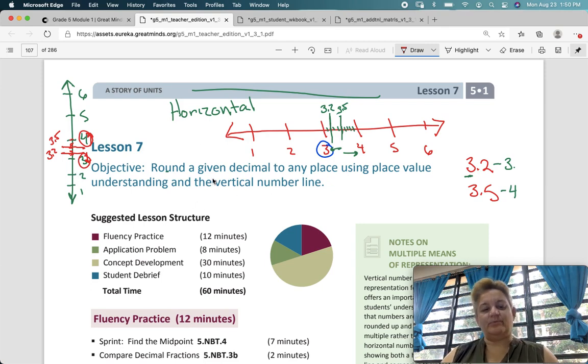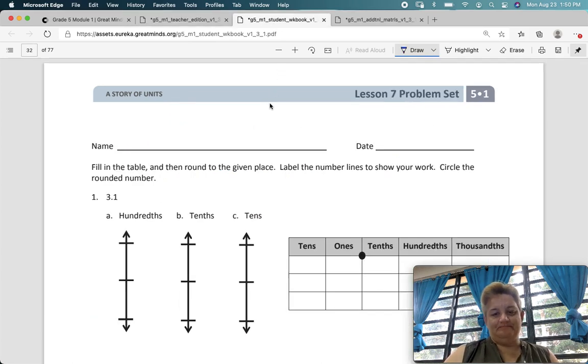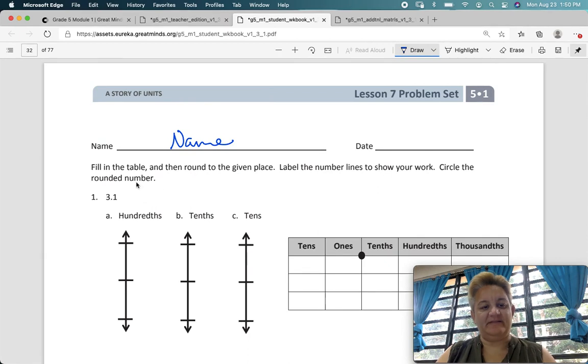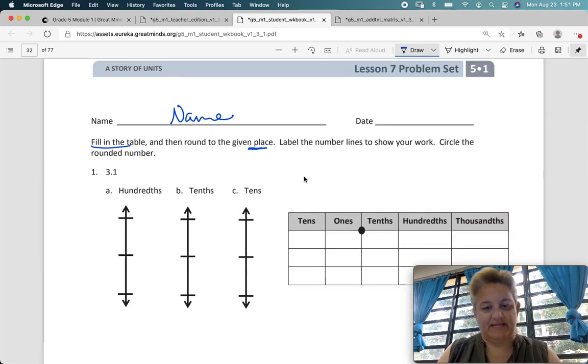Okay, so we're going to round a given decimal to any place using place value understanding and the vertical number line. So we're going up or down. We're going to round. All right, let's go to the problem set. Lesson 7, write your name on your paper. Okay, fill in the table and then round to the given place. Okay, read that carefully. Fill in the table. So we're going to do that first. Fill in the table.